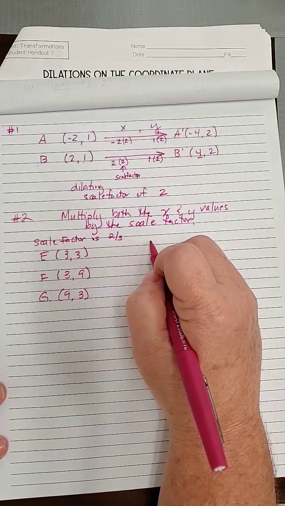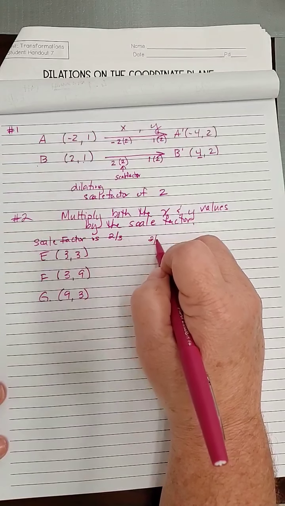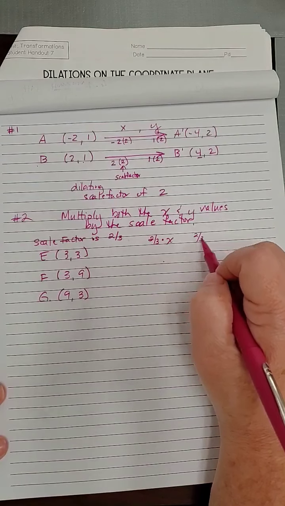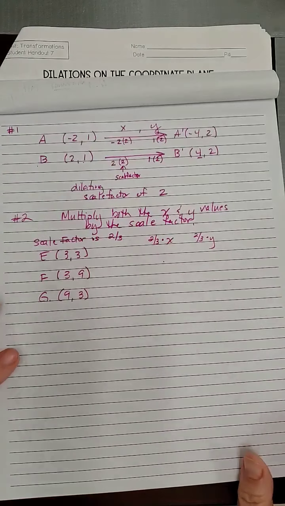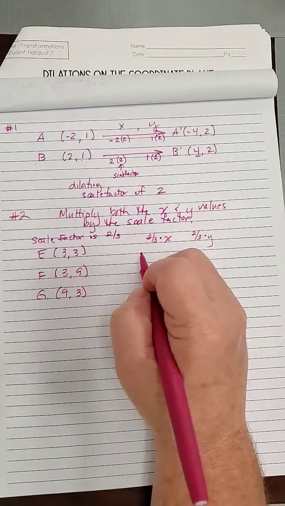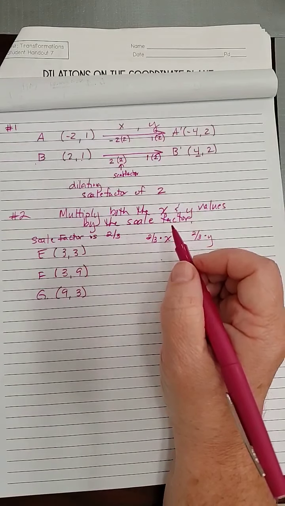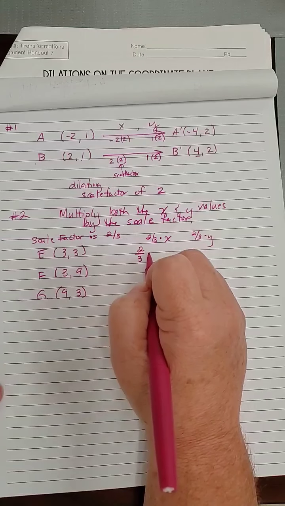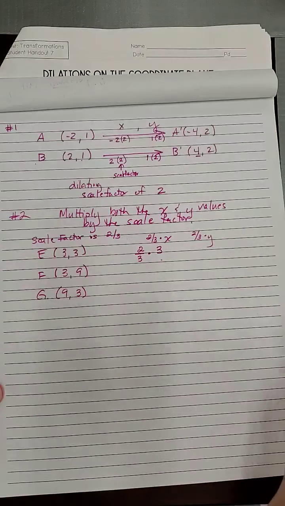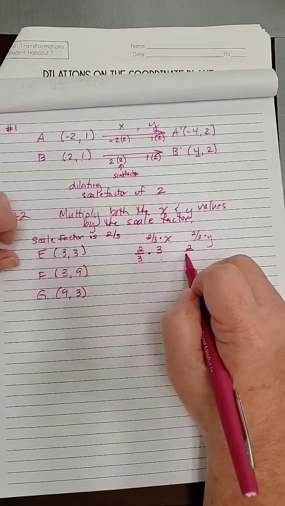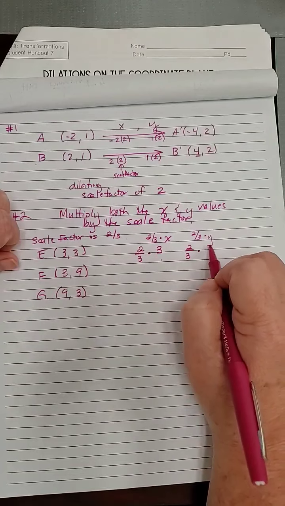So I'm going to do 2/3 times my x value and 2/3 times my y value to get my new point. So let's do point E. Our x value is 3, and we're multiplying that times 2/3. So 2/3 times 3. And our y value is 3 also. So 2/3 times 3 here also.